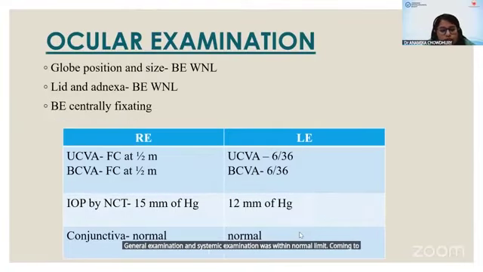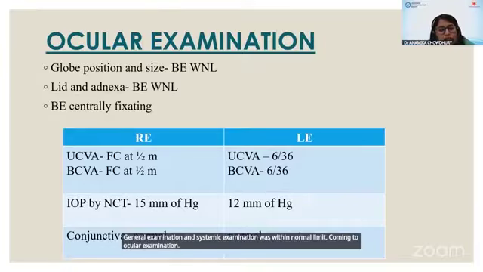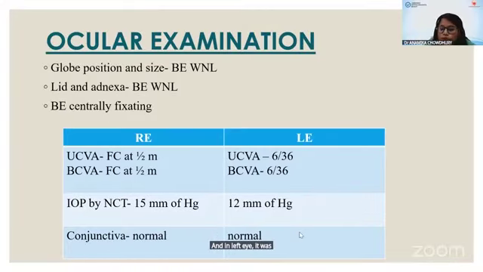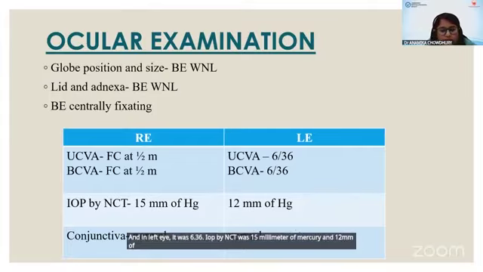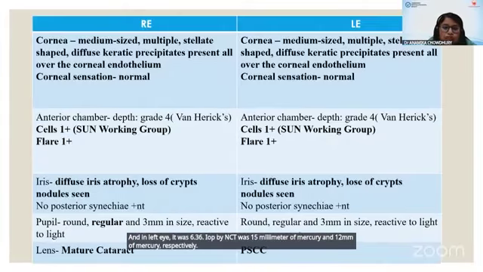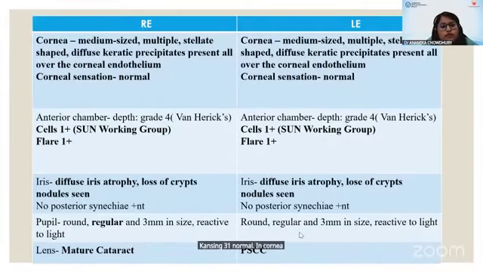Coming to ocular examination, in the right eye, the uncorrected visual acuity and the best corrected visual acuity was finger counting at half meters, and in the left eye it was 6/36. IOP by NCT was 15 millimeter of mercury and 12 millimeter of mercury respectively. Conjunctiva normal. In the cornea, in both the eyes, we can see medium-sized, multiple, stellate-shaped, diffuse keratic precipitates present all over the corneal endothelium. But the corneal sensation was normal.